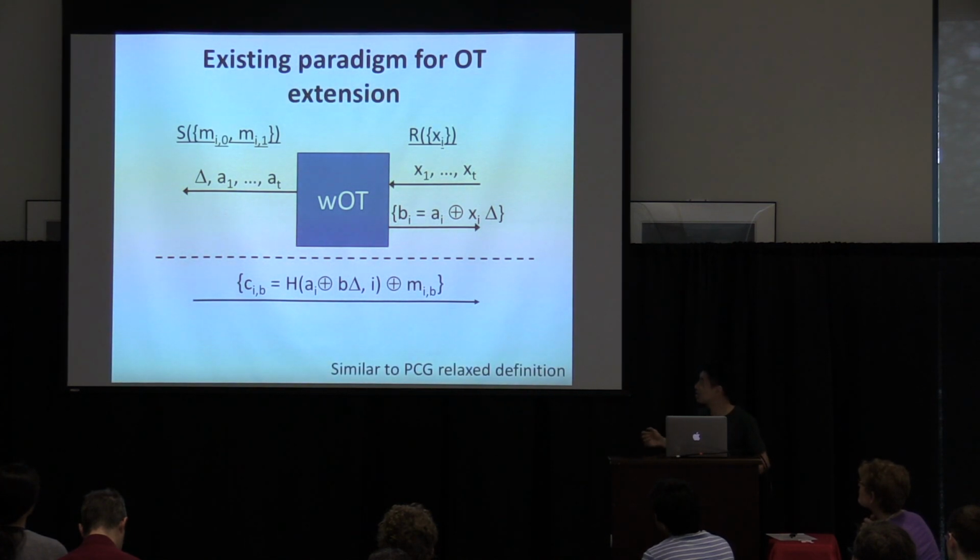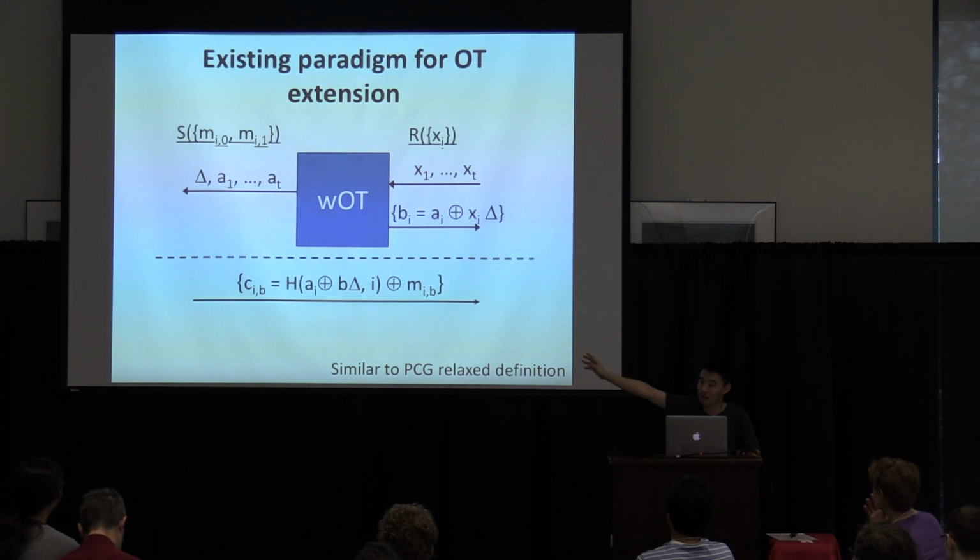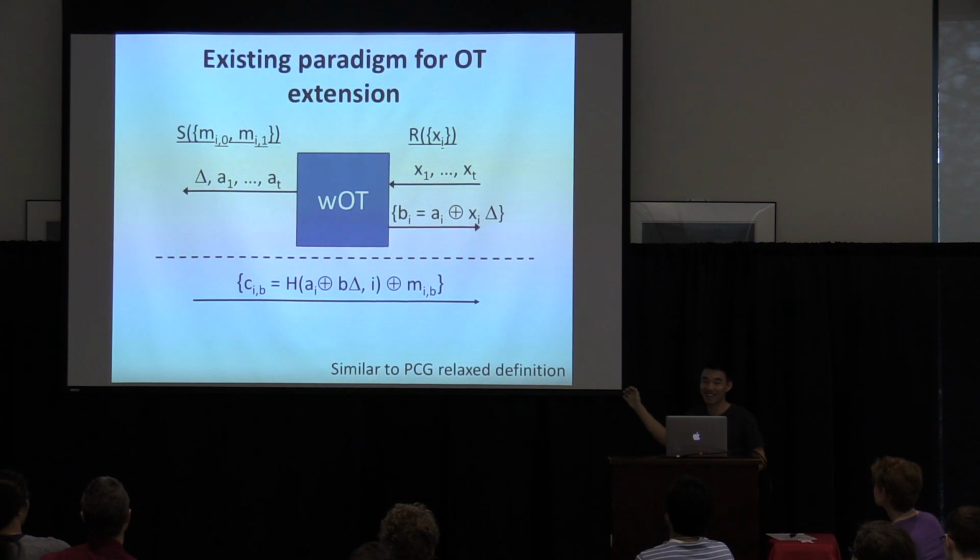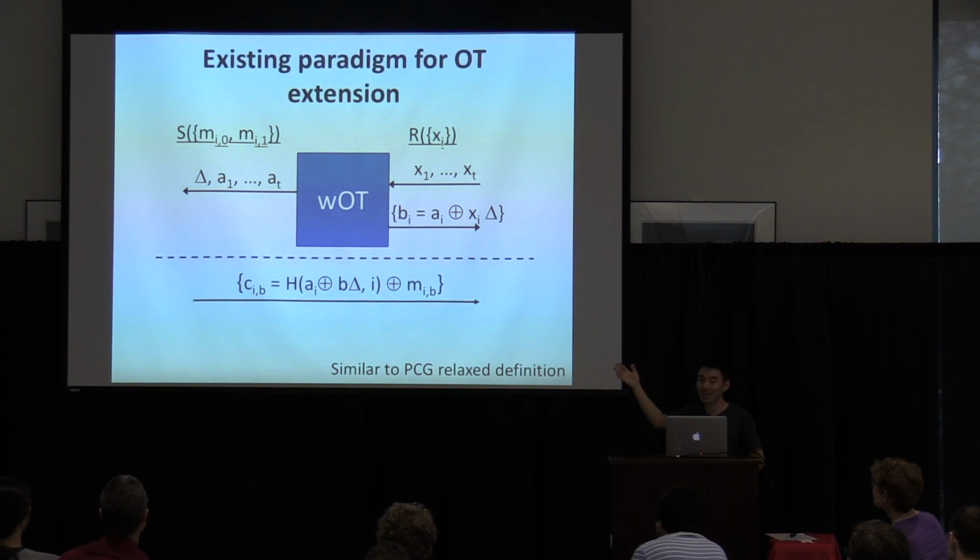So in most of the constructions, this weak OT is not fully secure, in the sense that the adversary can choose. Let's say a malicious receiver can choose the value of BI, and the malicious sender can choose the value of AI. If a sender is malicious, then AI can be chosen by the adversary, and then BI is set according to AI and the correlation. This is very similar to the pseudo correlation generator relaxed notion, the second notion that Yuval mentioned this morning. So I changed these slides in the morning, by the way. It's actually true, in almost all OT extension protocols, this is how it works.